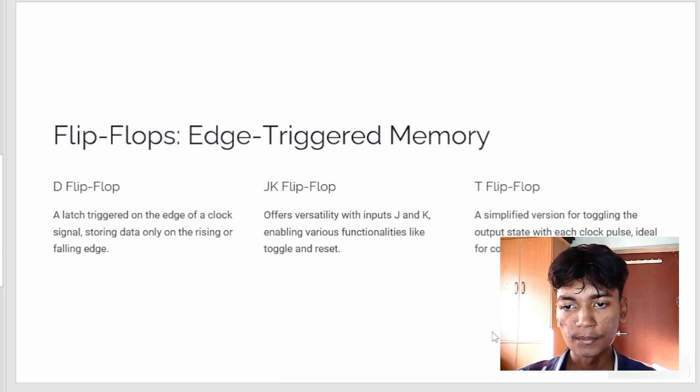Coming to the next slide, flip-flops. Edge triggered memory: D flip-flops. A latch triggered on the edge of a clock signal, storing data only on the rising or falling edge. The JK flip-flop offers versatility with inputs J and K, enabling various functionalities like toggle and reset. The T flip-flop, a simplified version for toggling the output state with each clock pulse, is ideal for counting applications.